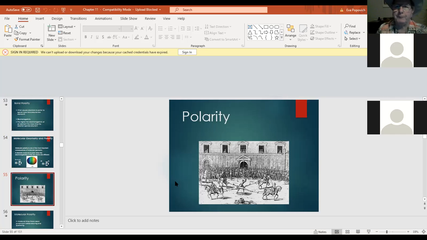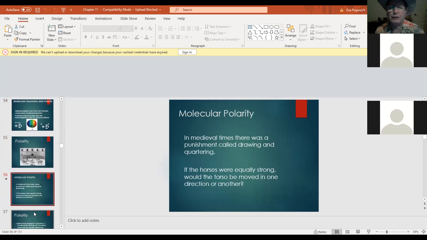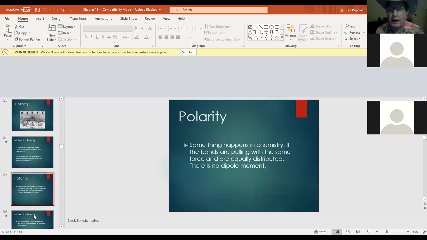Think about it another way. If you have a 250-pound man pulling on a rope this way, and another 250-pound man pulling it this way, is the center of the rope going to move? No. So that has everything to do with the polarity of a molecule. If you have two forces pulling in equal and opposite directions, then you don't have a negative side, you don't have a positive side. Everything is just distributed the way it is.